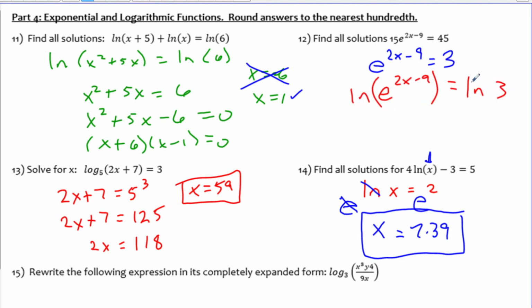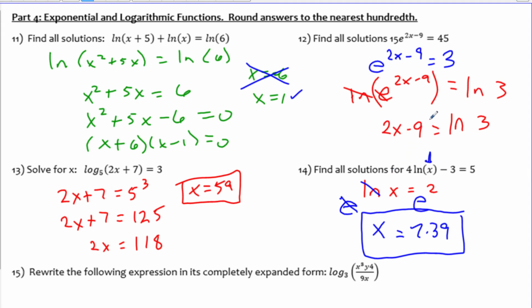Because I ln the left, I also need to ln the right, right? And so now I can say ln and e cancel. This says 2x minus 9 equals the ln of 3. And remember, at any point, you can go to your calculator and just type in the ln of 3. I'm going to wait until the end and just do it all in one shot.